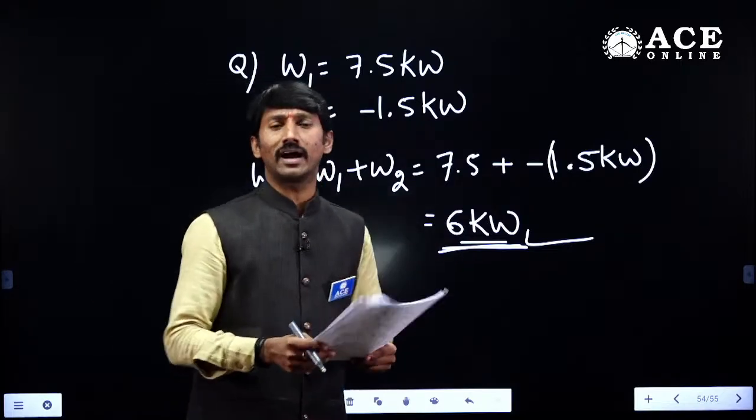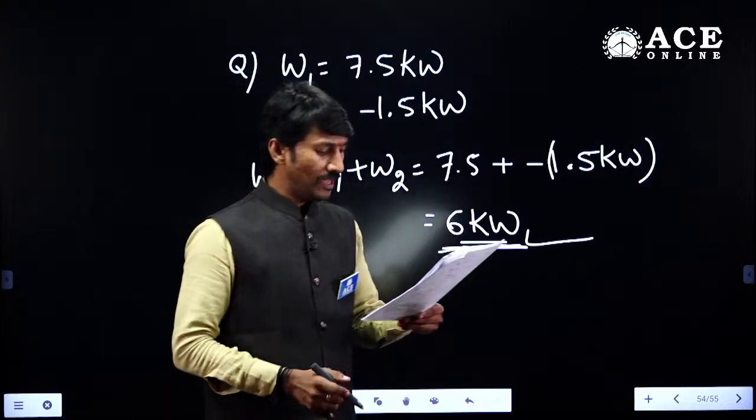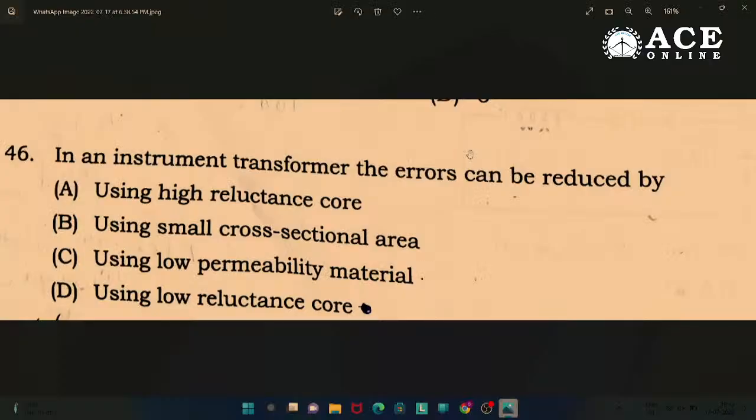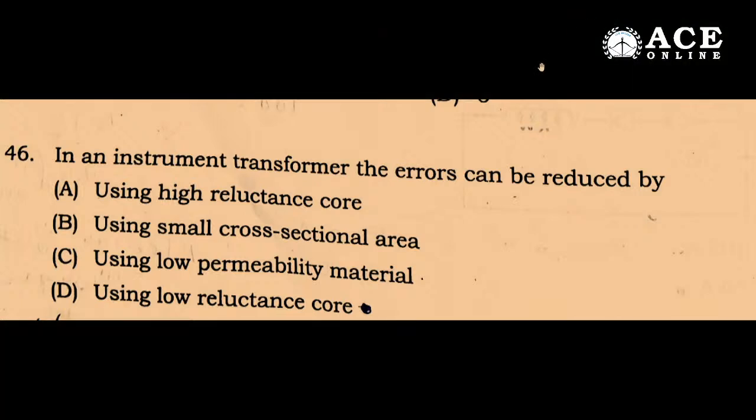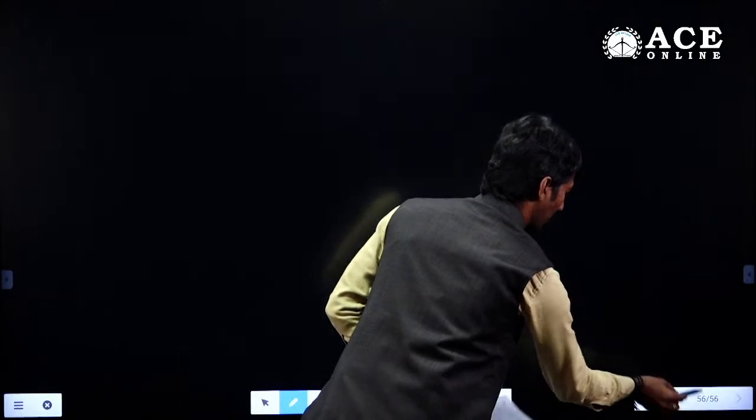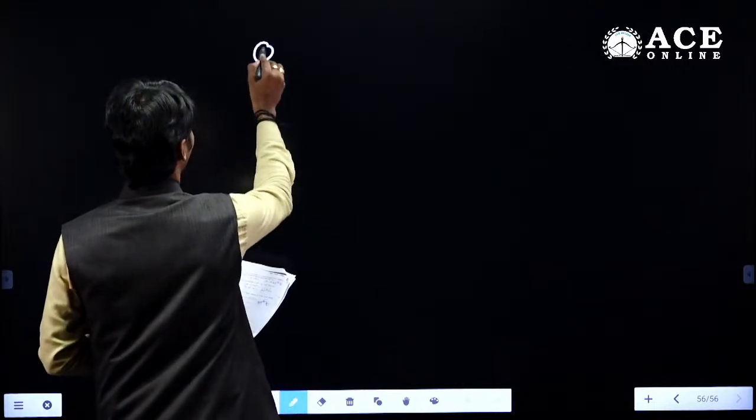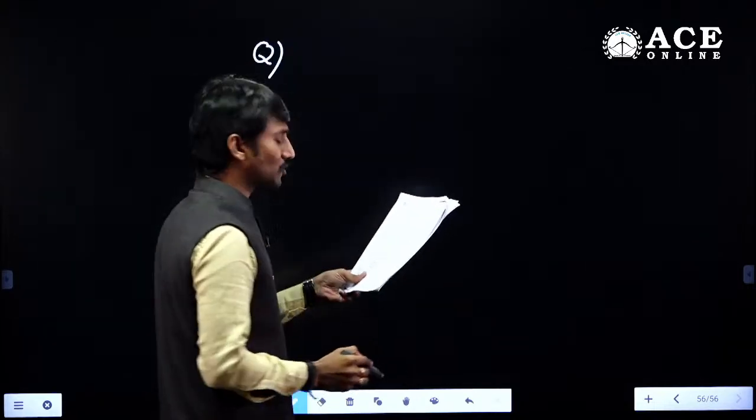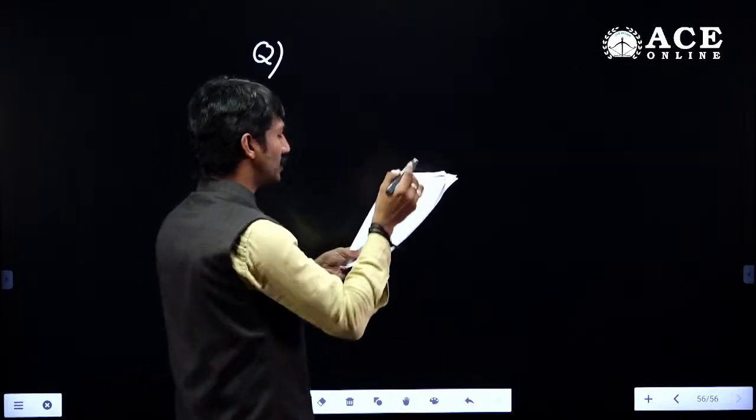It is purely a conceptual question. The question here is, in an instrument transformer, the errors can be reduced by, kindly see the question. Four options are given, and you can answer by seeing the options: using high reluctance core, using small cross sectional area, using low permeability material, using low reluctance core.